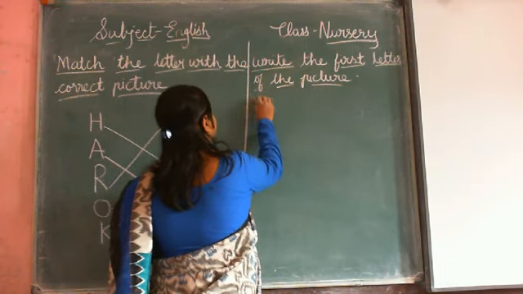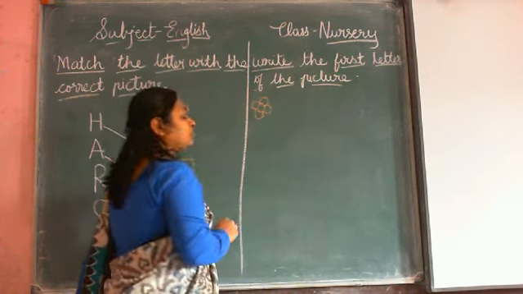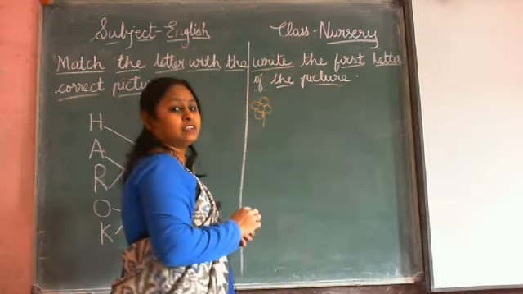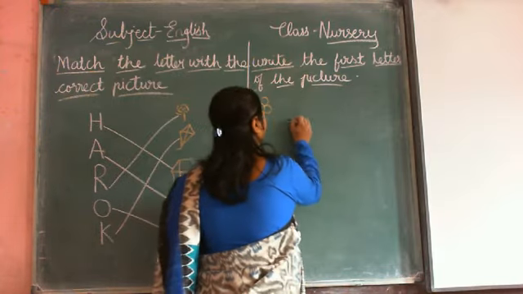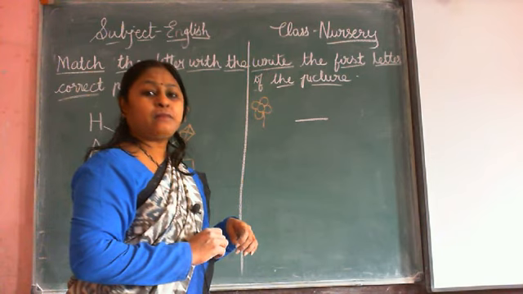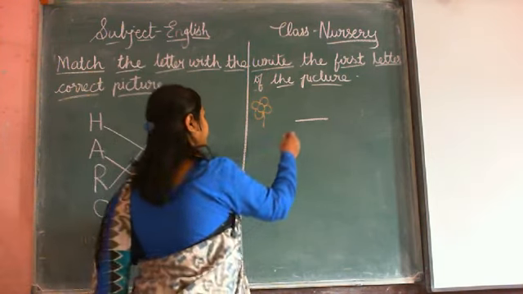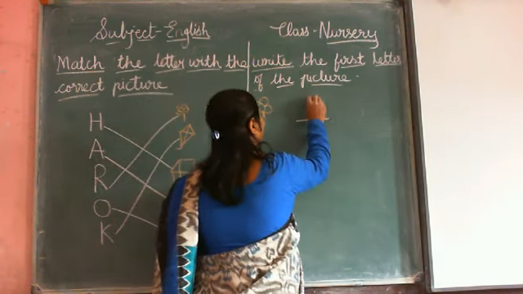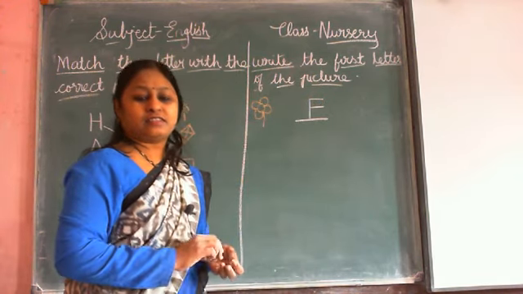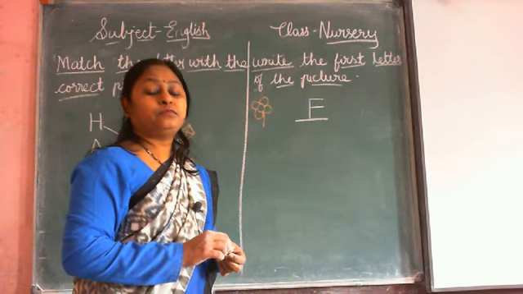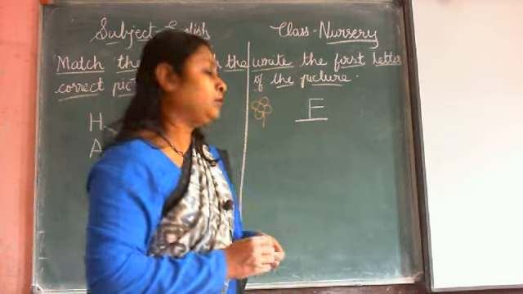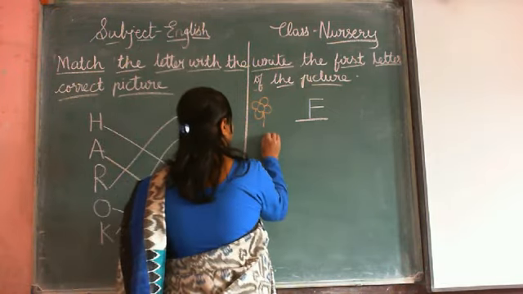Now look here. Which picture is this? It's a picture of flower. So, which first letter will come? F. F for flower. Good. You are doing well done, my dears. Now, look at the next picture.